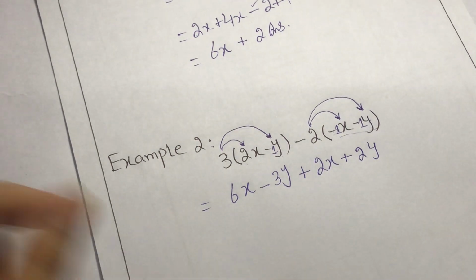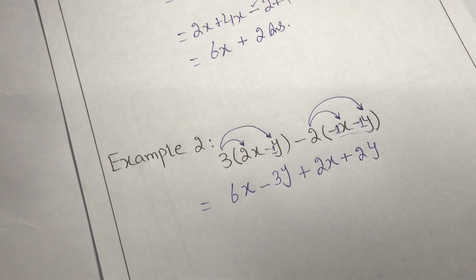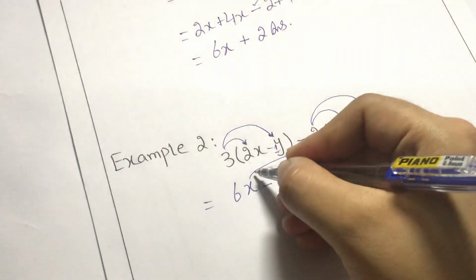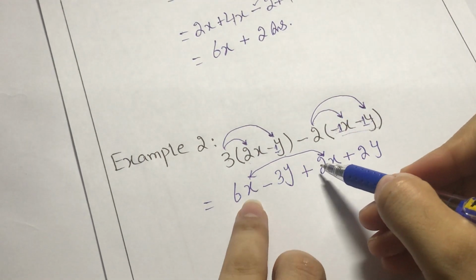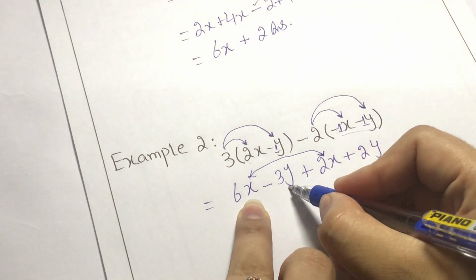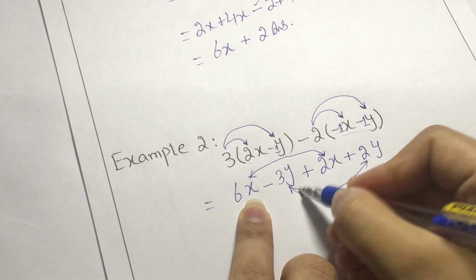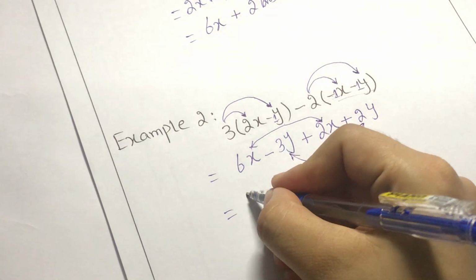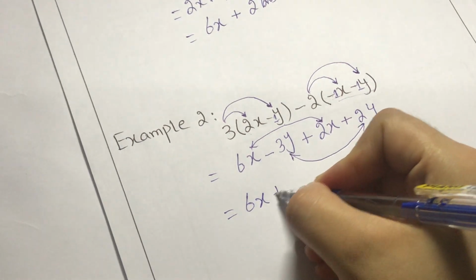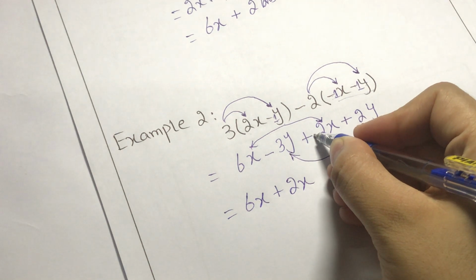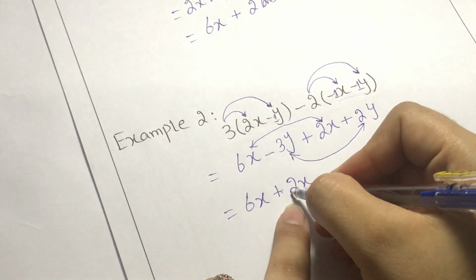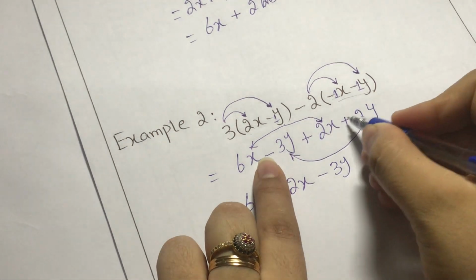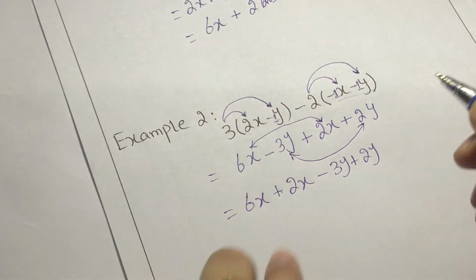Now the next thing what we have to do, we have to identify our like terms. We have to identify the like terms first, the terms with the same variable. Now you can see 6x and 2x are like terms, 3y and 2y are the like terms, right? Now what we will do, we will combine our like terms and take care of your signs. 2x is positive, so you have to write 6x plus 2x, right? Now 3y is negative, so you will write minus 3y. 2y is positive, so you will write plus 2y, right?